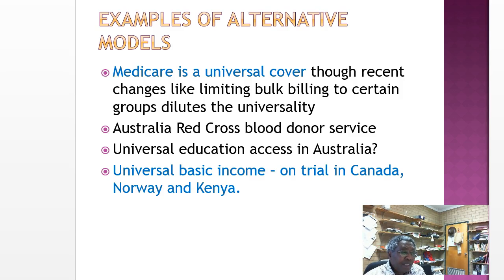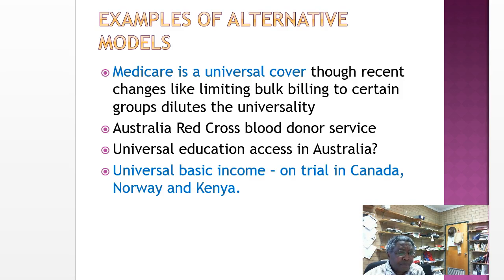Another example of an alternative system is the universal education access in Australia. I don't know how complete that is, but I think for most people they can get education if they need it. In other countries, you have to pay for your education, as people have to pay here who prefer to go to private schools.